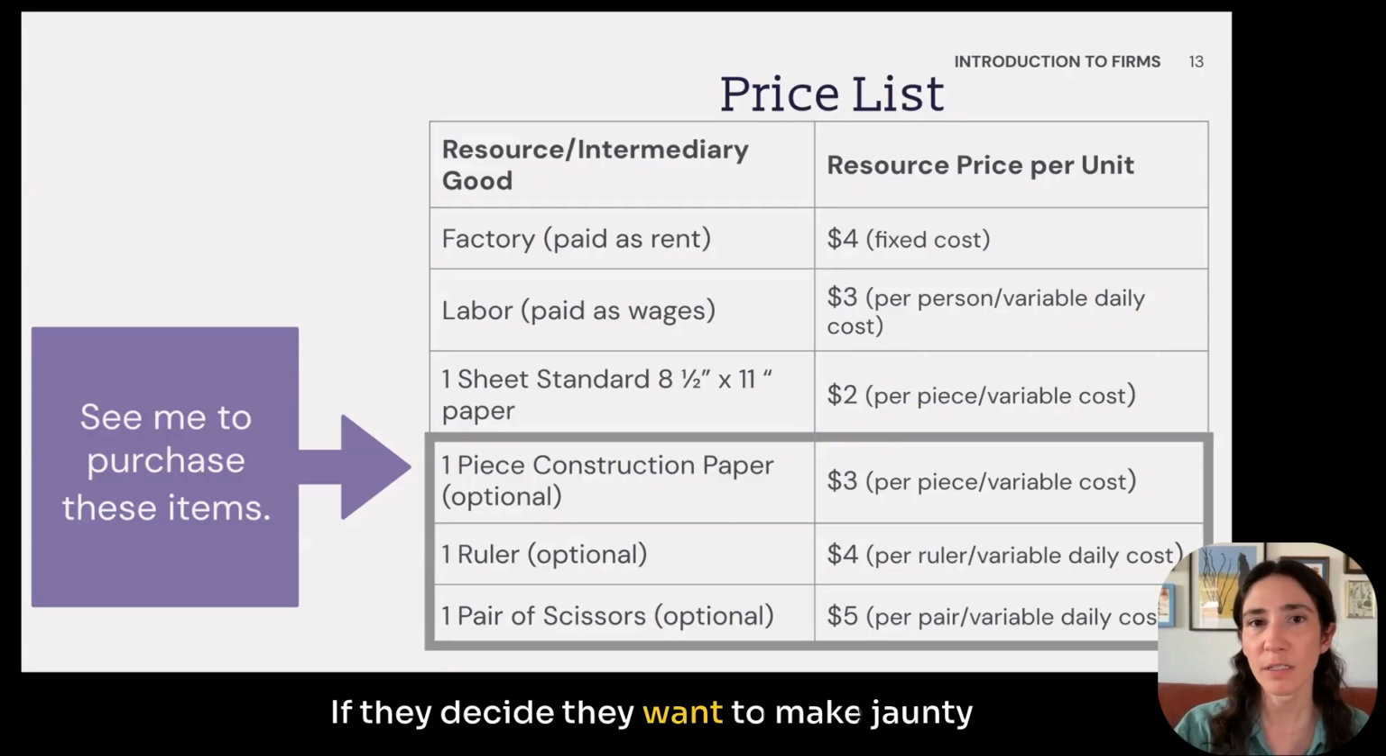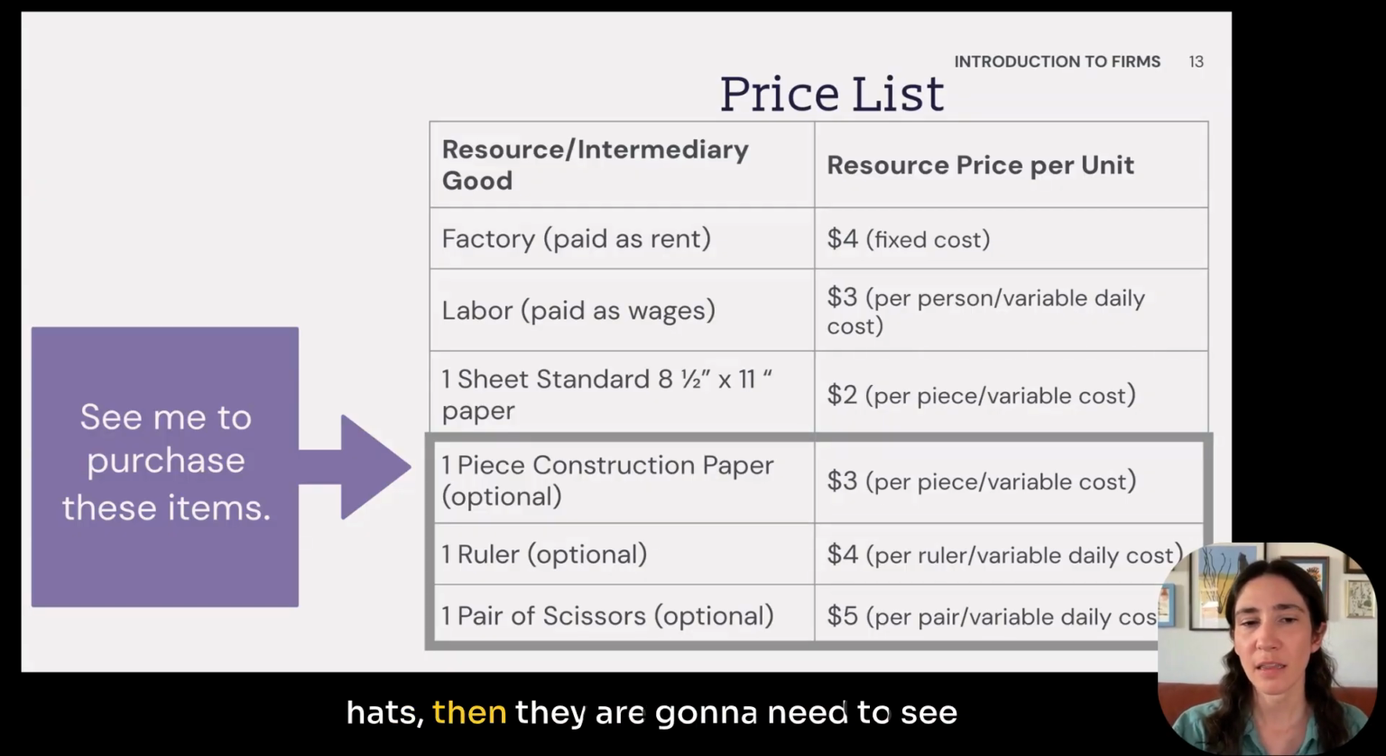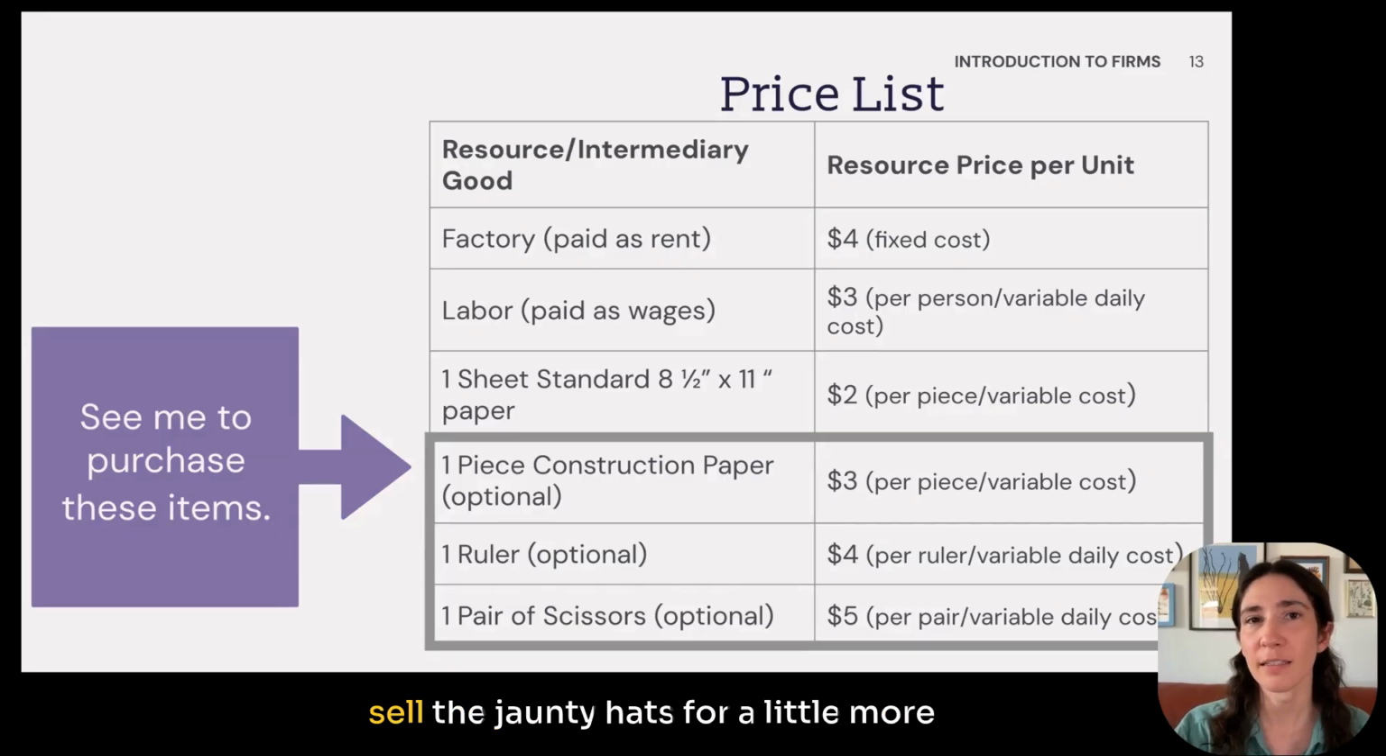If they decide they want to make jaunty hats, then they are going to need to see you to purchase some additional items, construction paper, ruler, and scissors. So that's optional. It's up to them. If they decide to do that, they can sell the jaunty hats for a little more money than the standard hats.